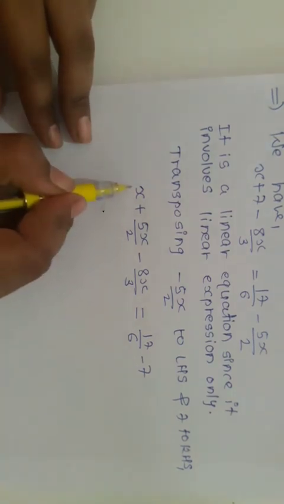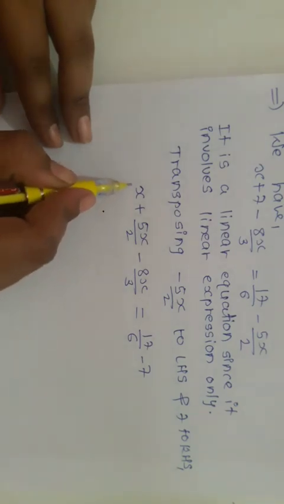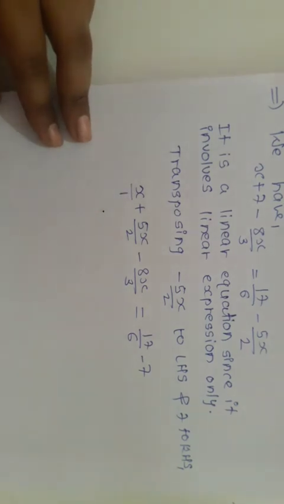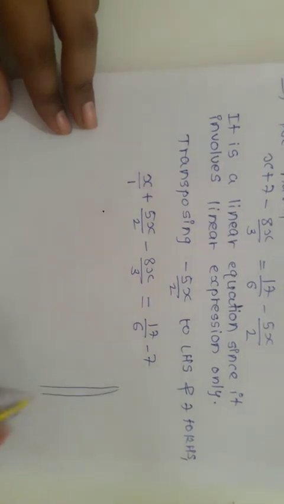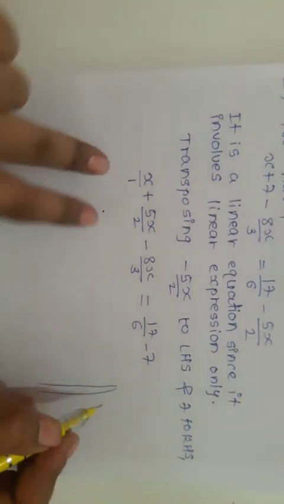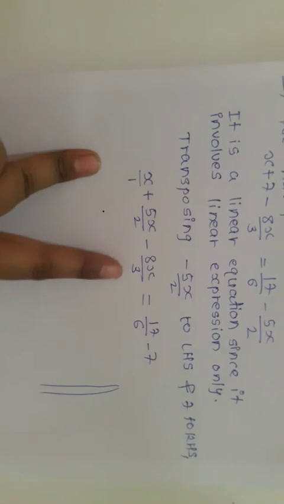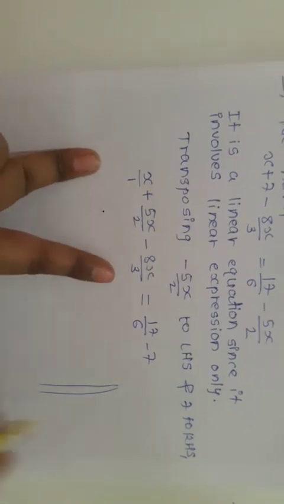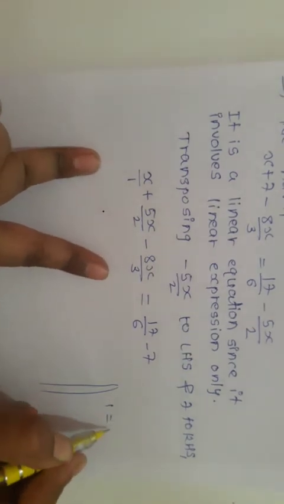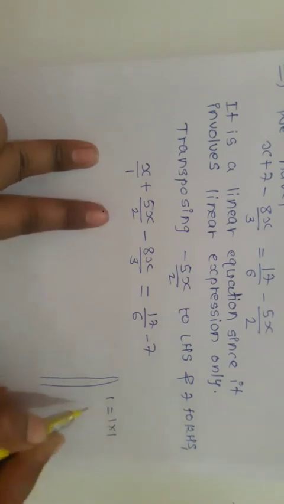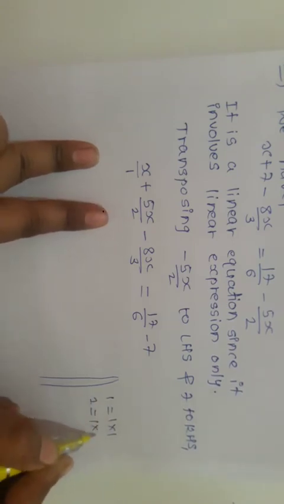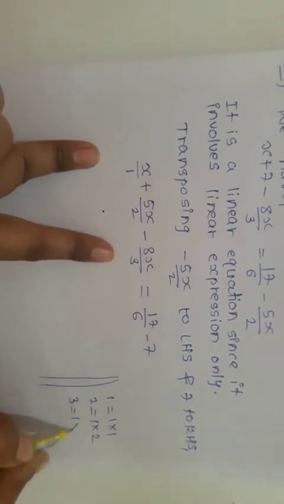Here the denominator is not given to us, so if a denominator is not given, the term always contains 1 as the denominator. So find the LCM of these three denominators, 1, 2 and 3. We can write 1 as 1 into 1, 2 as 1 into 2, and 3 as 1 into 3.